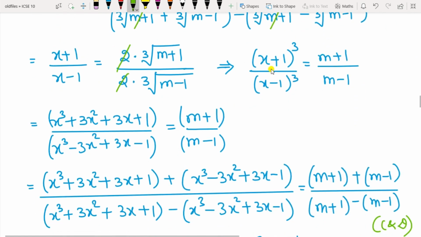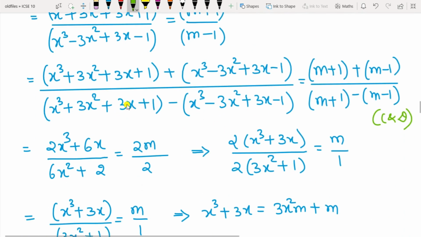And now this is (x plus 1) the whole cube. Write this expansion. It is x cube plus 3x square plus 3x plus 1. And for (x minus 1) the whole cube, it is x cube minus 3x square plus 3x minus 1 equal to (m plus 1) upon (m minus 1). Again apply the C and D rule, componendo and dividendo. Here 3x square will get cancelled and 1 will get cancelled, and in the denominator x cube will get cancelled, and this 3x will get cancelled. On the other side it is 1, and here it is m. Okay. So these are the remaining things here.